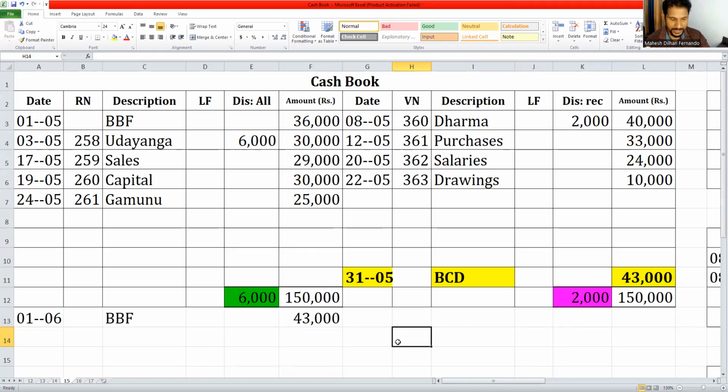Then this is the end of the first part of the cash book, and the following week we are starting the petty cash book.